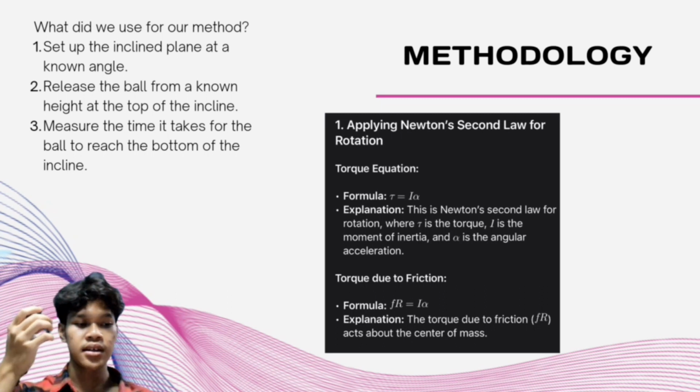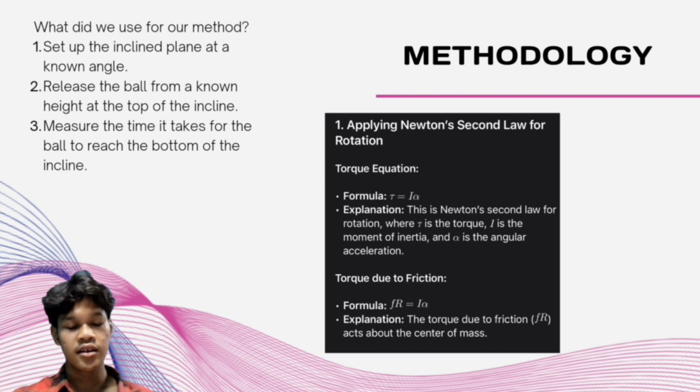What we use for our method is, first, we set up an inclined plane at a known angle, and then we release the ball from a known height at the top of the inclined plane, and then we measure the time. We take three trials, and then we take the average for the graph.